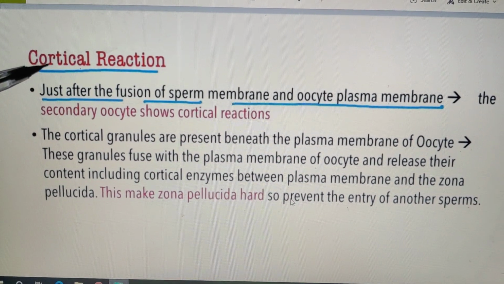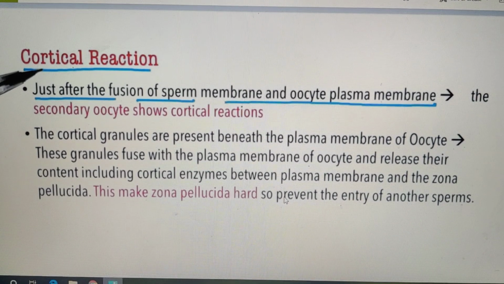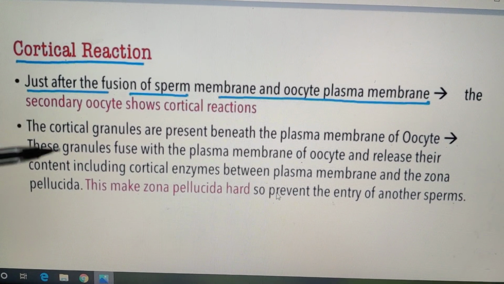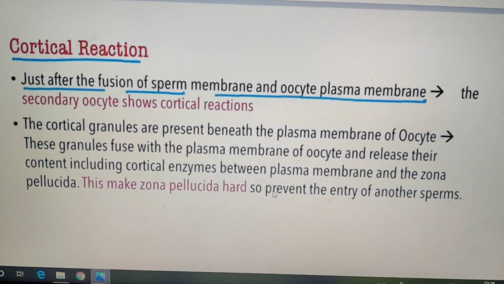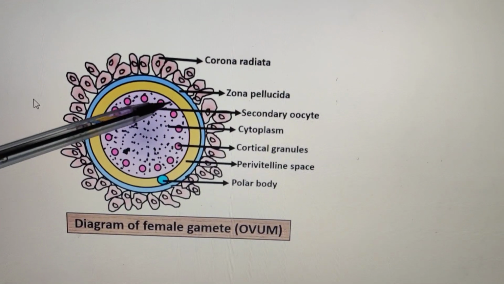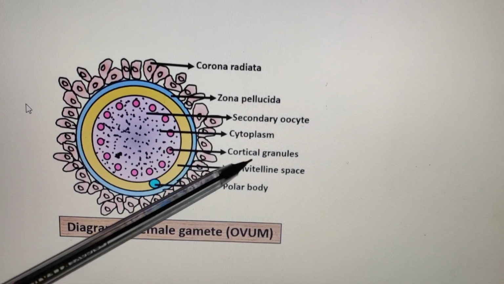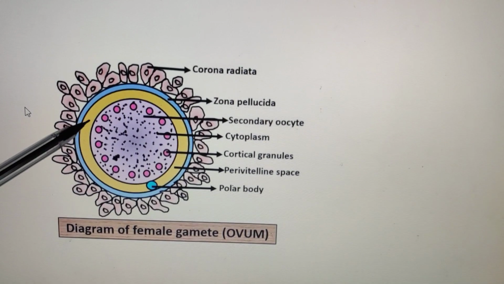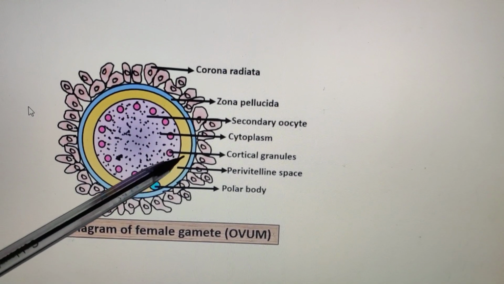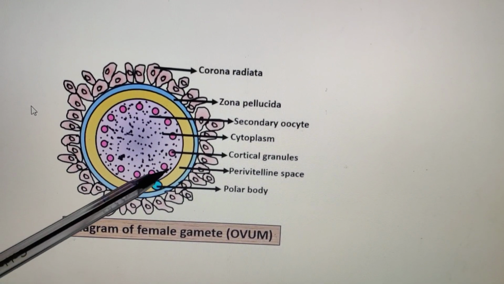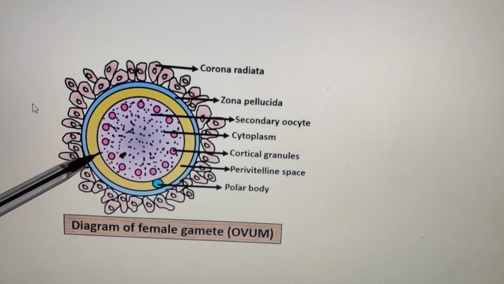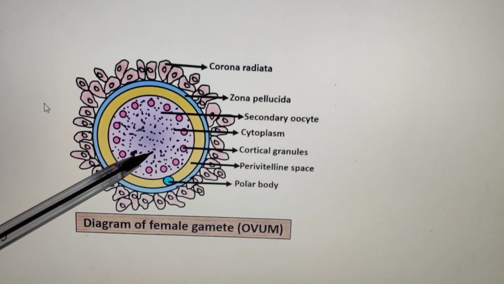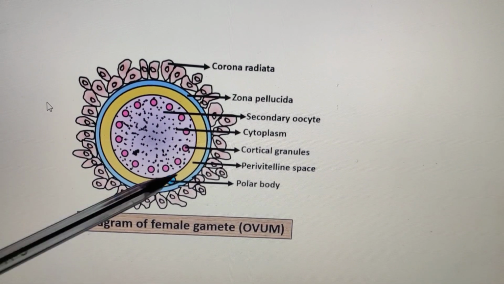Cortical reaction. After the entry of sperm, the cortical reaction means the granules present inside the secondary oocyte, these cortical granules, get arranged near the vitelline membrane to make this membrane hard, so that other sperm cannot come inside the secondary oocyte.